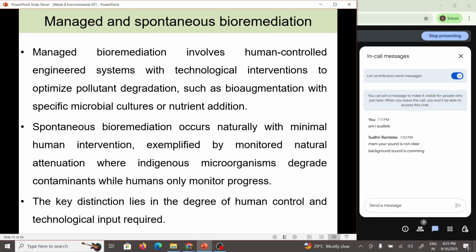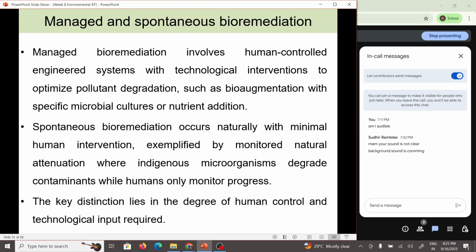So spontaneous bioremediation, as the name suggests, is going to be very spontaneous and there is not much human intervention. We will talk about this monitored natural attenuation in the next slide. Only in that case, a very minimal human effort is required in spontaneous bioremediation.